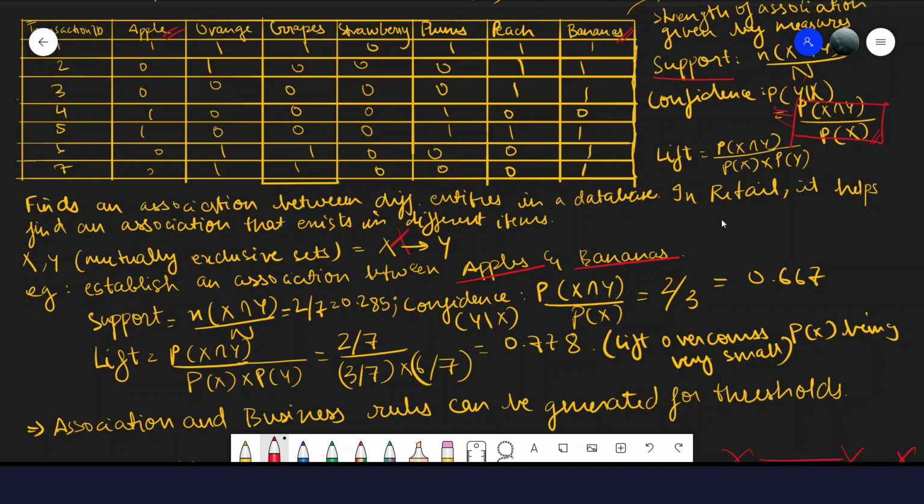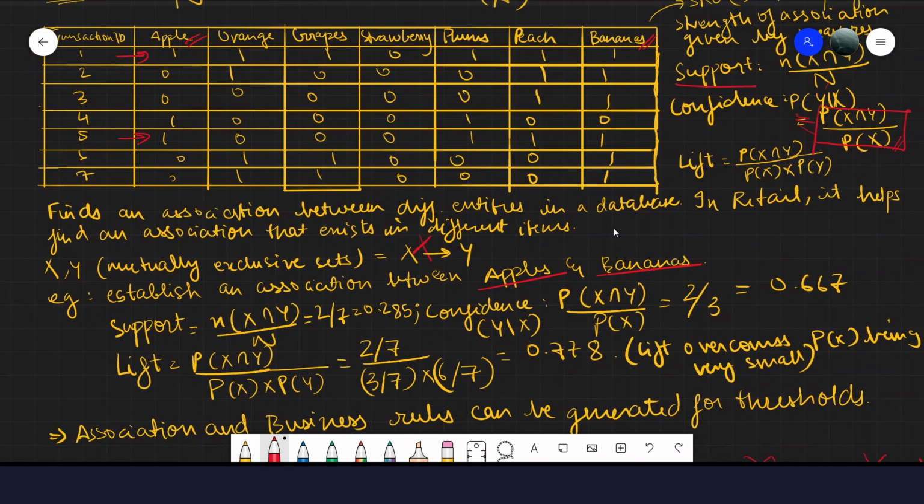I'll get the table here. So support over here is n of x and y upon the total number of n. N of x and y is the places where I have bought my apples and bananas together. As I can see, there are only two, right? Transaction ID 1 and transaction ID 5 are the places where I've bought apples and bananas together, upon the total number of observations, which is n.